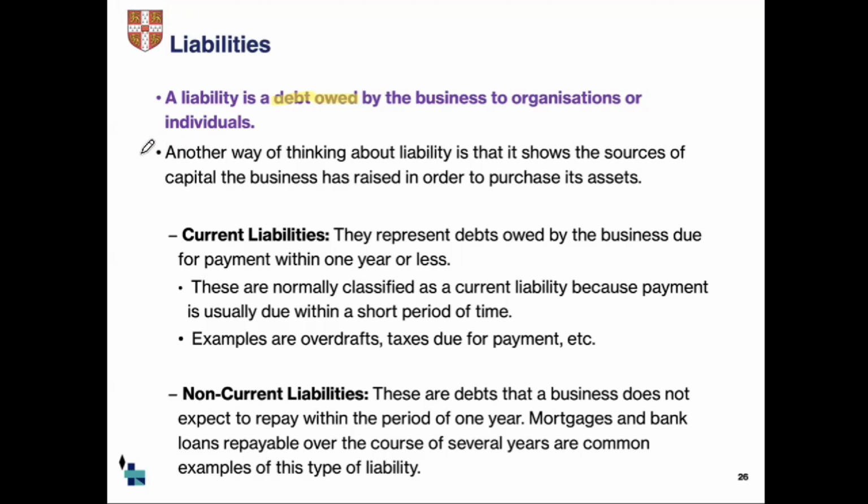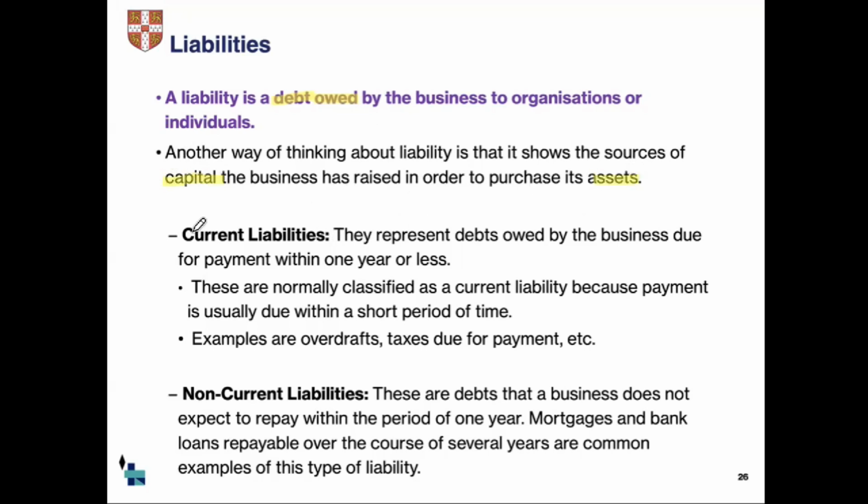The second point here says that another way of thinking about liability is that it shows the sources of capital. Very important. Another way of thinking about liability is that it shows the sources of capital the business has raised in order to purchase its assets. I've explained this already.